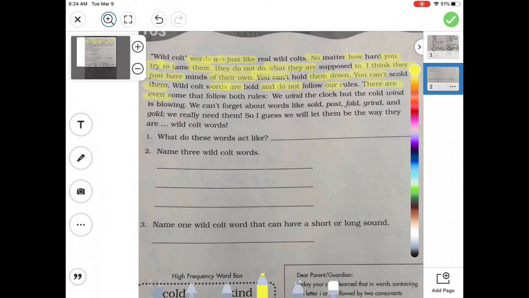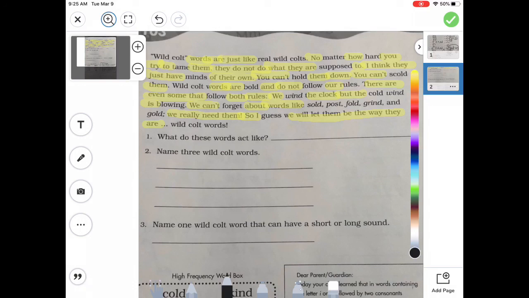There are even some that follow both rules. We wind the clock, but the cold wind is blowing. We can't forget about words like sold, post, old, grind, and gold. We really need them. So I guess we will let them be the way they are. Wild colt words.